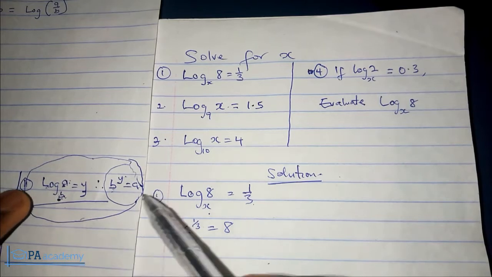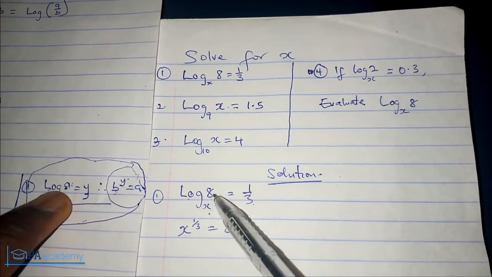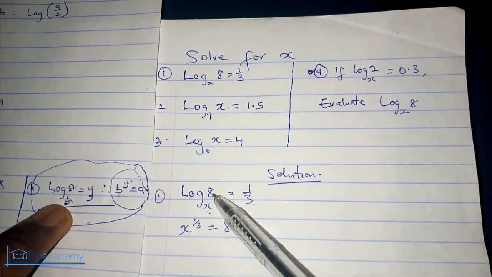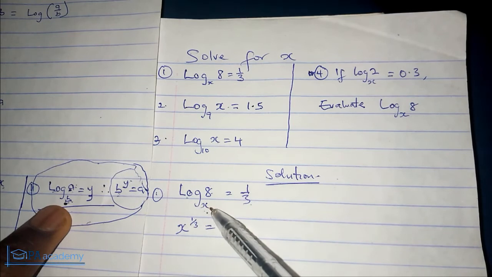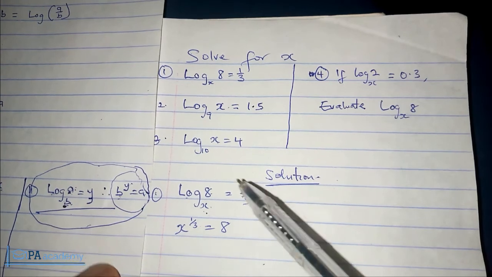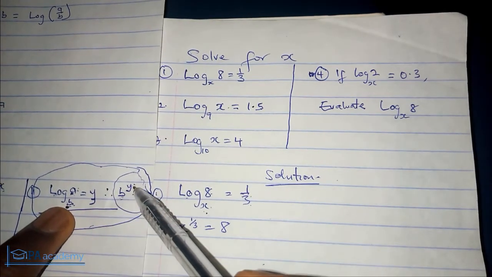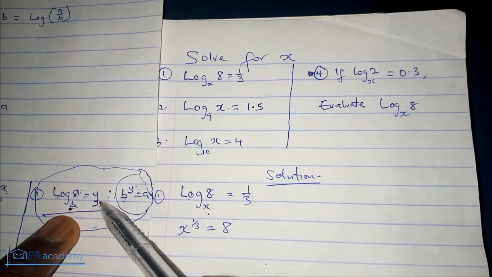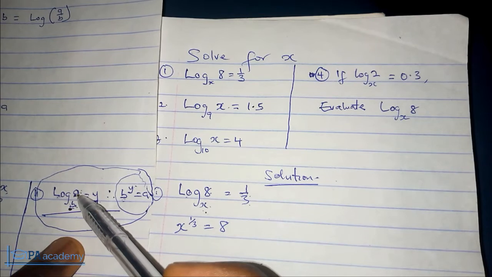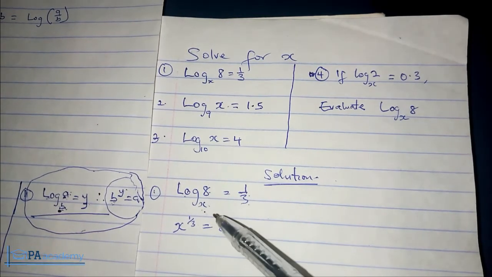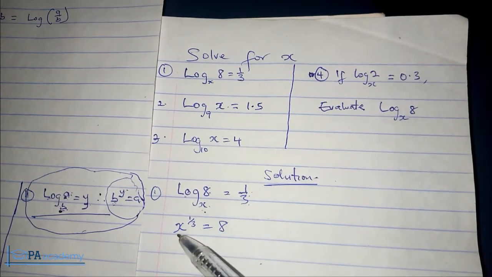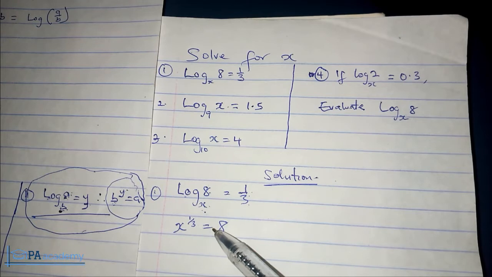So let's compare it again. Log a, and we have a here, we have 8. We have b here, we have x, we have y, and then we have 1 over 3. So what it means is b raised to power y is equal to a. If I bring it to this example, it will be x raised to power 1 over 3 is equal to 8. So that is what we have here.